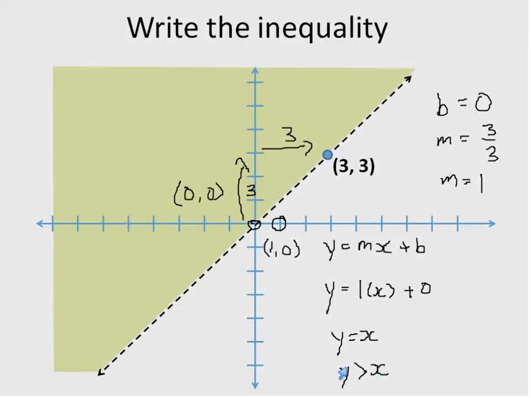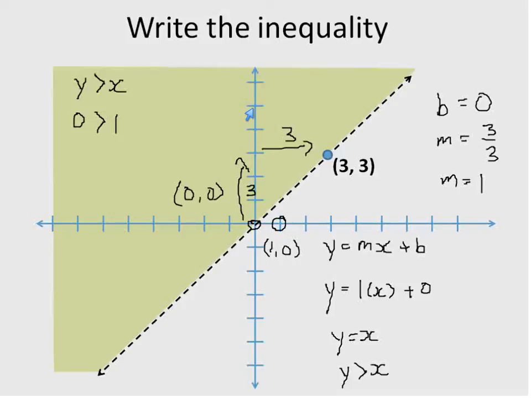When x is equal to 1 and y is equal to 0, we'll substitute that in over here, y is greater than x. Our y value is 0, our x value is 1, and that is a false statement. 0 is not greater than 1, so this should not be the side of the line that we're shading.